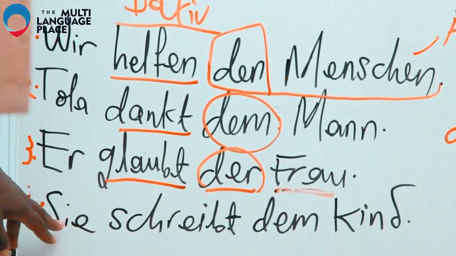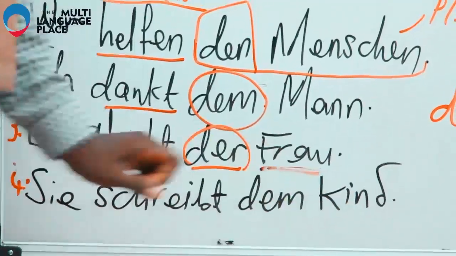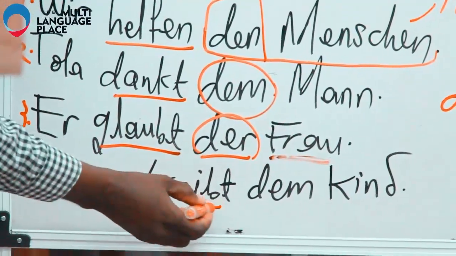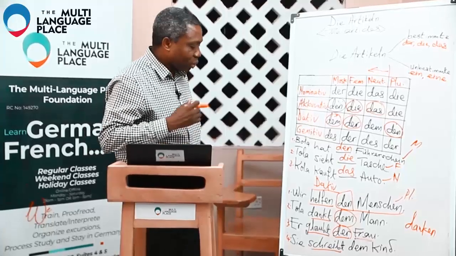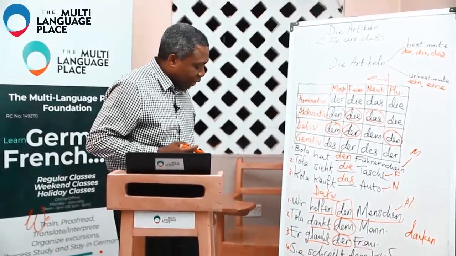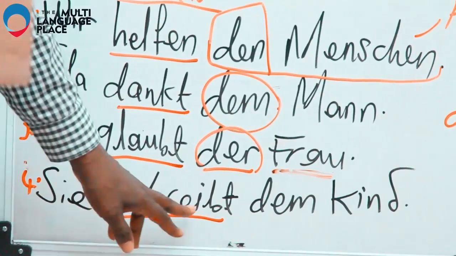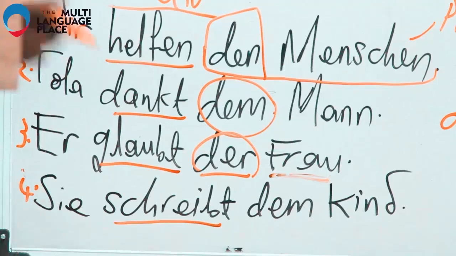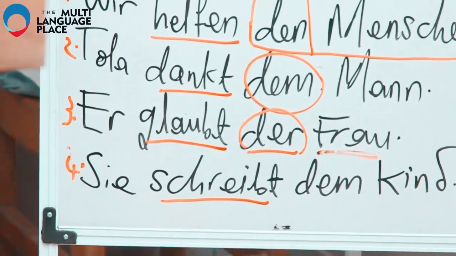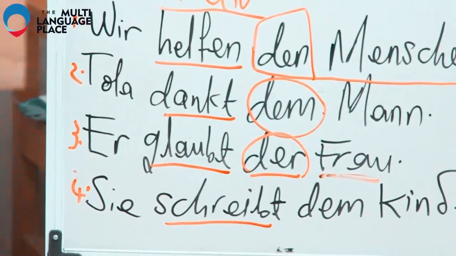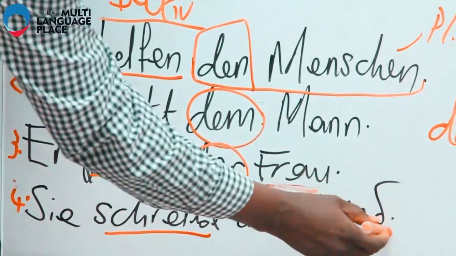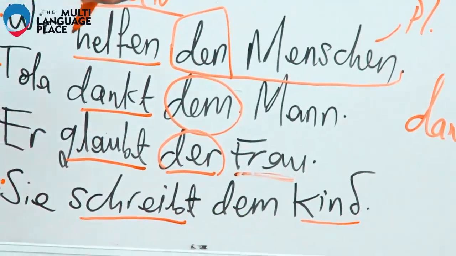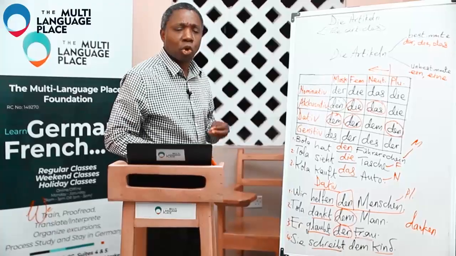Sie schreibt dem Kind. This is another verb that controls dative. Schreiben, to write to. So we have sie schreibt dem Kind. Of course, immediately you see schreiben, this verb has come again, dative verb. And then you just think of the noun that is here. Is it singular or plural? Of course, this one is singular. Is it masculine or feminine or neuter?